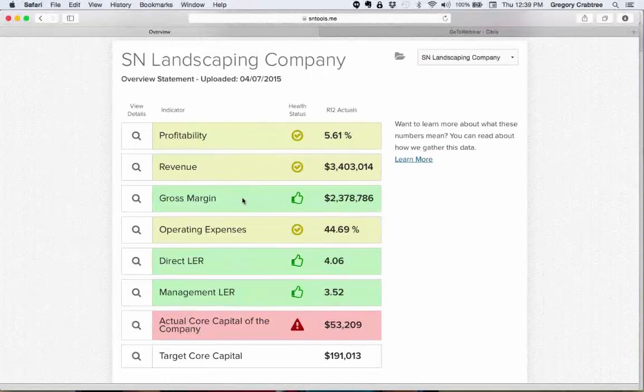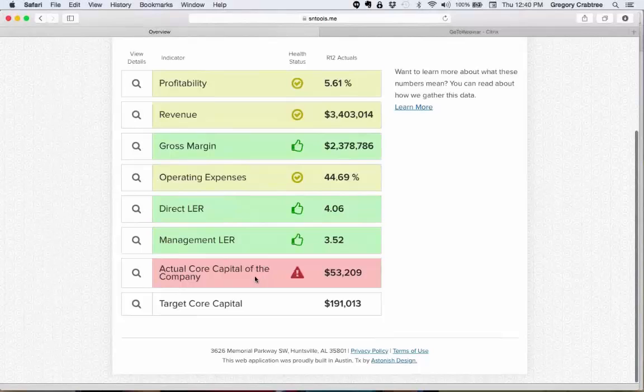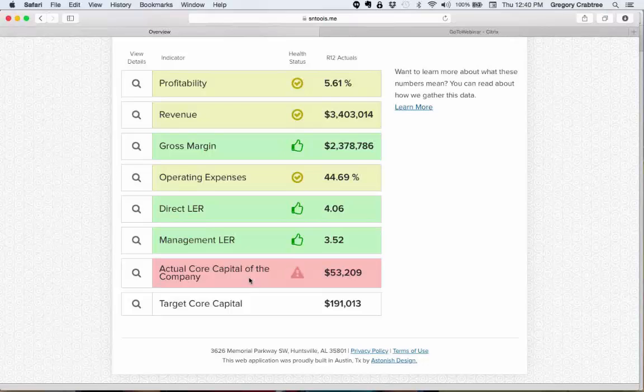Same thing for revenue and gross margin. You can see this one is positive for core capital target, but they're short of their target by a little over $140,000. The key in this scenario is a business saying, if my core capital is 53 and I need to be at 191, and I'm short by 140, how do I get there? Well, you've got to retain $140,000 of after-tax profits or contribute $140,000 of capital, one of the two.